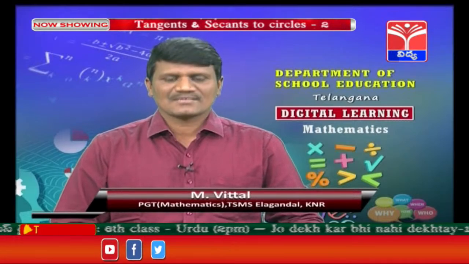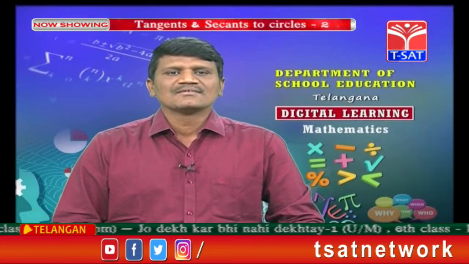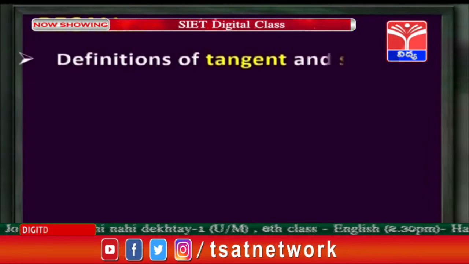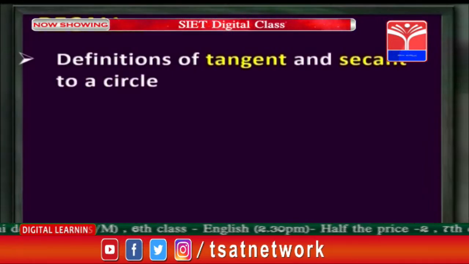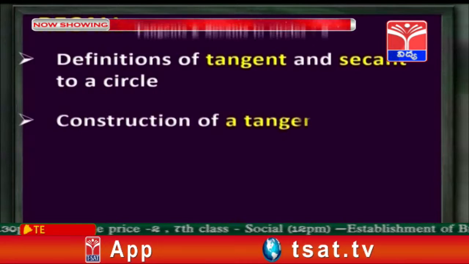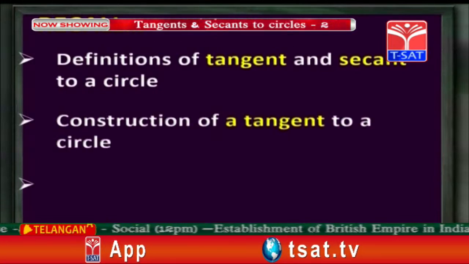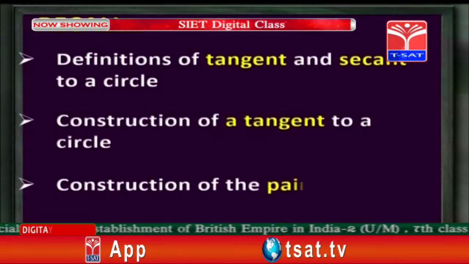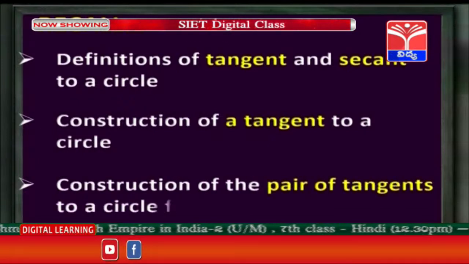In the previous class we have discussed the definition of tangent and secant to a circle, construction of tangent to a circle, and also we have discussed construction of the pair of tangents from an external point.